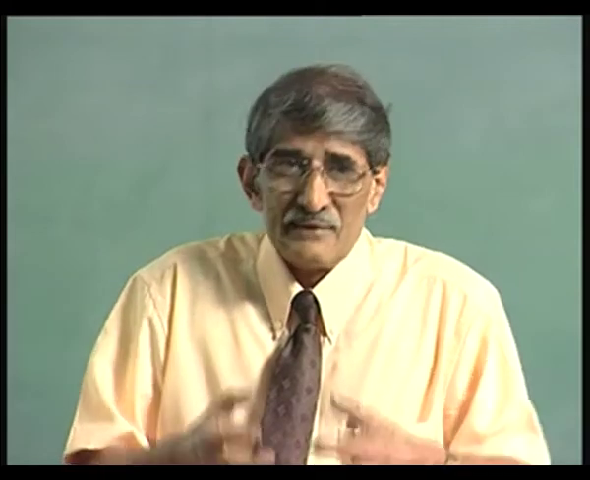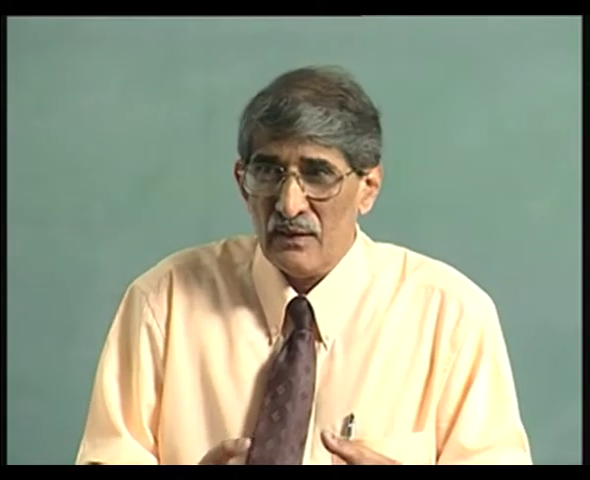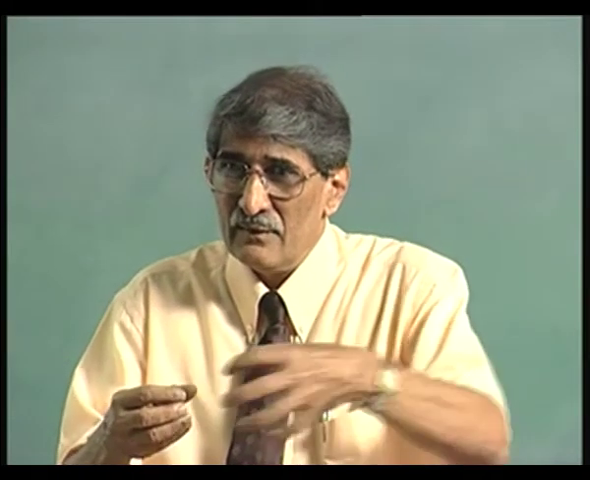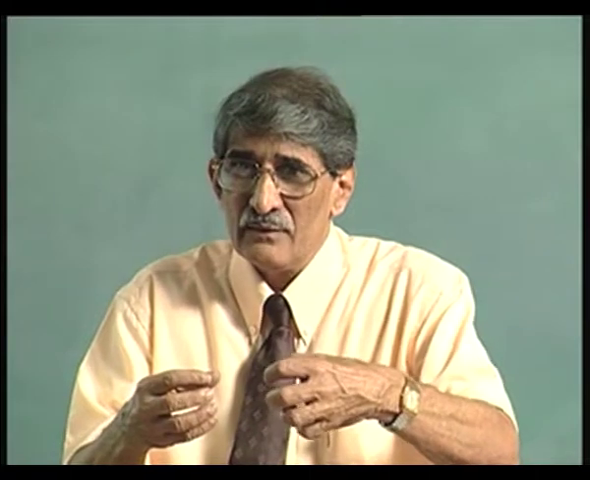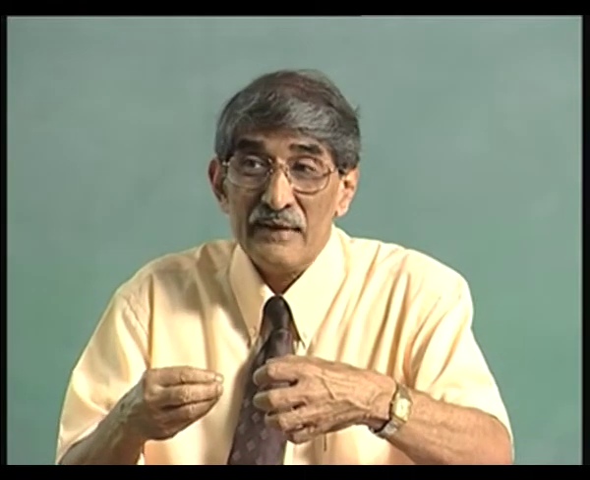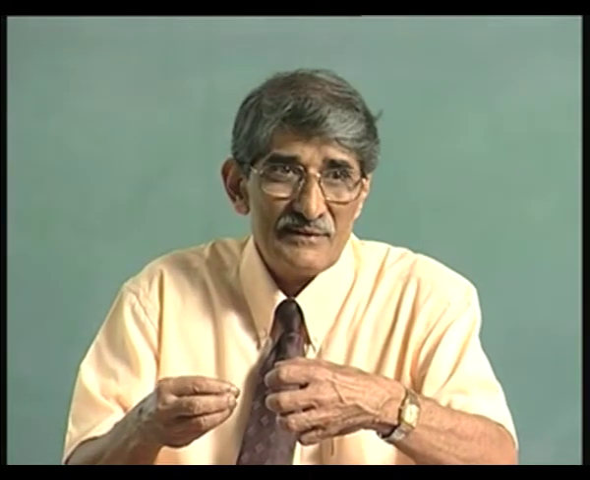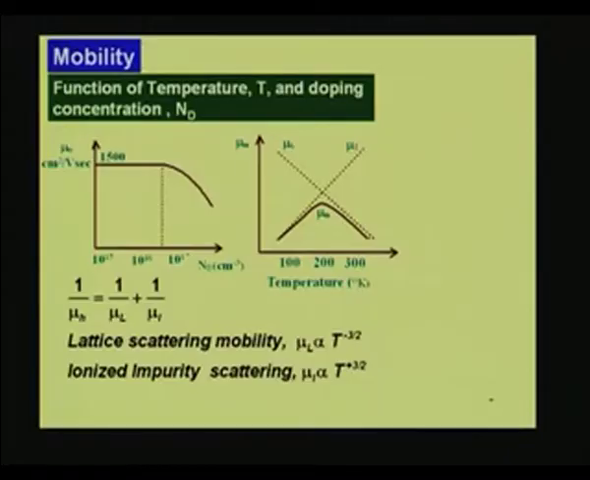What is that due to? When the temperature increases, the lattice atoms vibrate more and more. If they vibrate more and more, when an electron comes like this, you can see it gets scattered more and more. If the temperature is small, the vibration is less, therefore the scattering is less. So, when the scattering is less, the lattice scattering mobility is high. When you go to higher temperature, it falls.